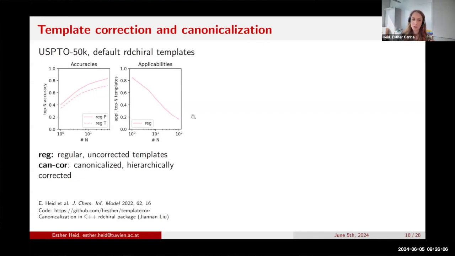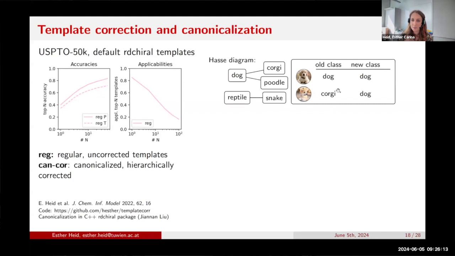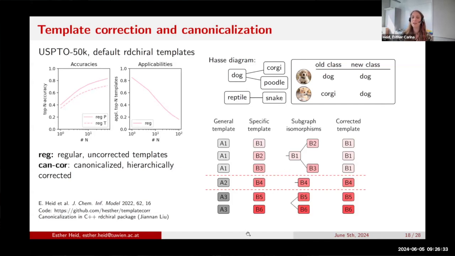But there's also a true loss in performance, because we need to fix that hierarchical labeling problem. And if we go back to the simple image classification, what we would need to do is go through all of the labels and look at whether there's hierarchical relationships between them. For example, all corgis and poodles are dogs. So if something is named corgi, we need to relabel it to dog. And we can do the same for templates. This is just a little bit more tricky to get the Hasse diagrams, because we need to compute subgraph isomorphisms.